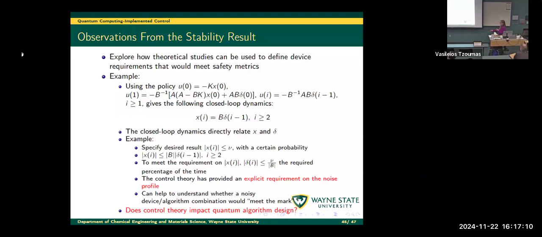So in this case, we used control theory to provide an explicit requirement on the noise profile that we would accept from the quantum computer. And so this can help us to understand whether a noisy device or algorithm combination would meet the mark that we want for us to be able to use it.